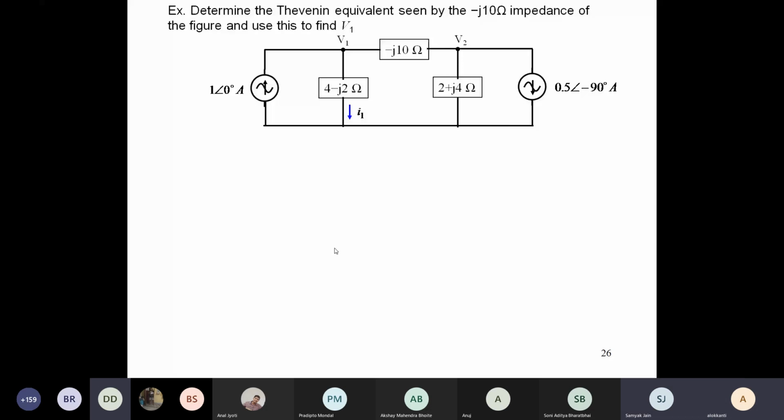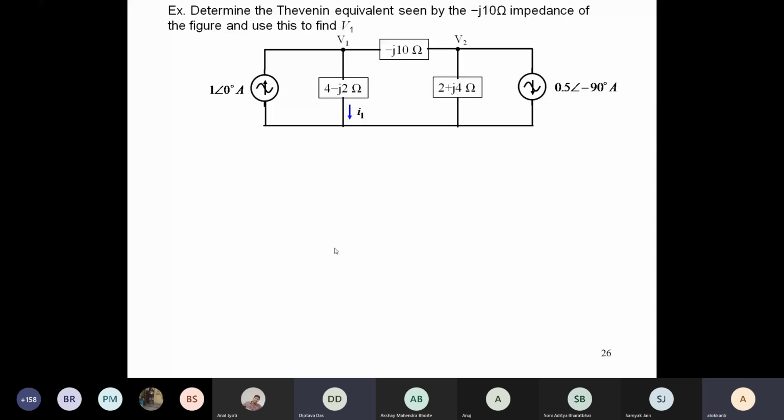Sir, can we apply Thevenin across capacitors and inductors as well? This is the thing we are doing. I have given you the circuit where the circuit elements are associated with j. j means there is a capacitor or an inductor. If it is plus j, there is an inductor. If it is minus j, there is a capacitor. Okay, so the question here is to find the Thevenin equivalent across the minus j10 ohms.